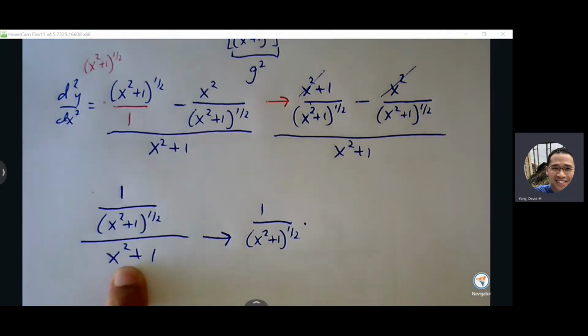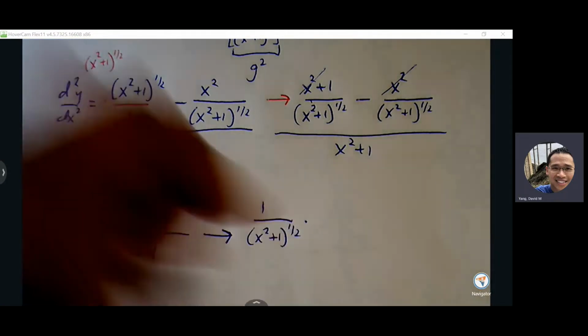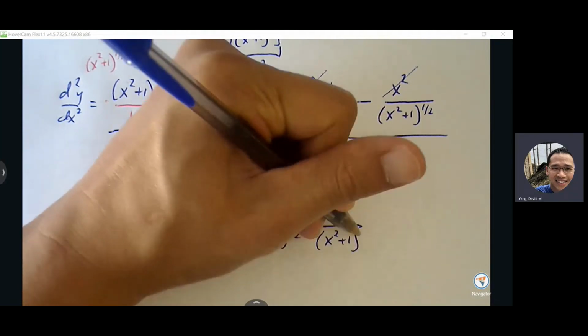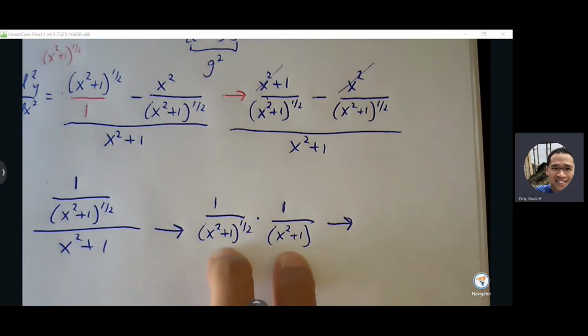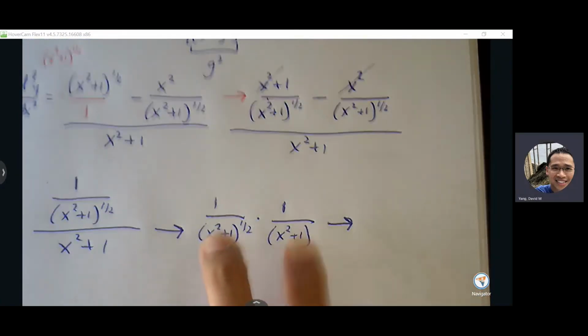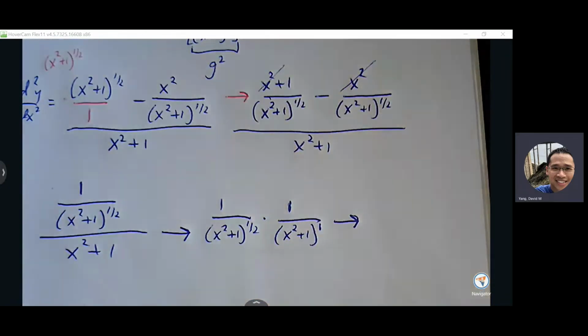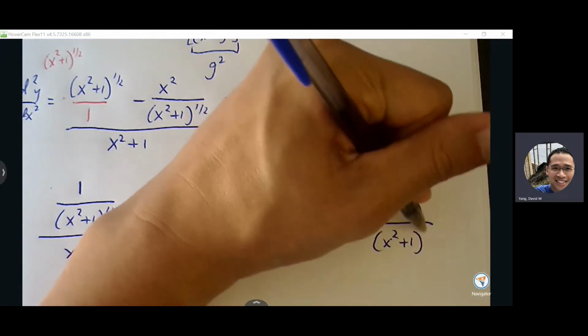If I bring this up as, rather than divided by x squared plus 1, I'm going to multiply by the reciprocal. So times 1 over x squared plus 1. Well, the nice thing is my denominator matches. So if I want to multiply these two bases, I can just do it with the exponents, add them, right? So there's a hidden 1 there. 1/2 plus 1 is 3/2. So there's my cleaned up second derivative.